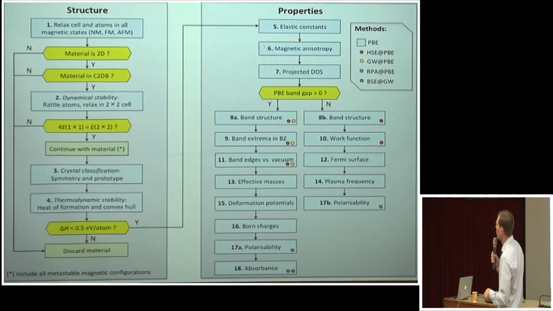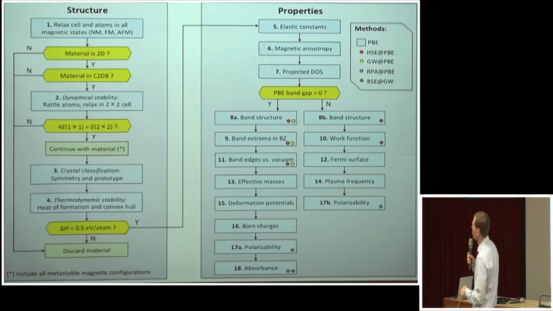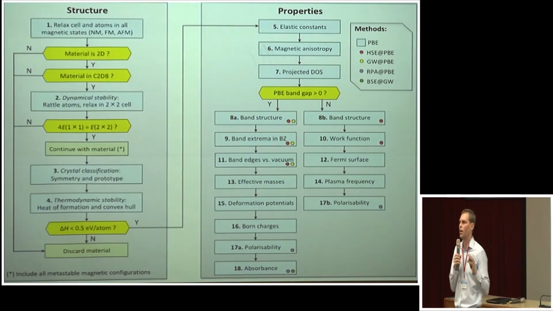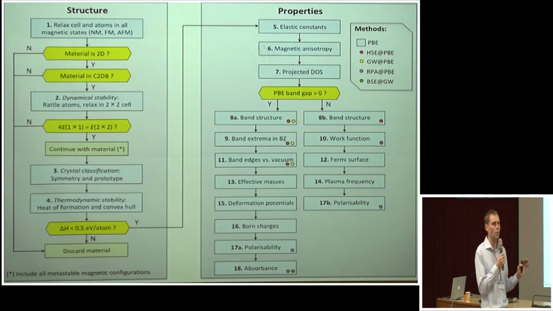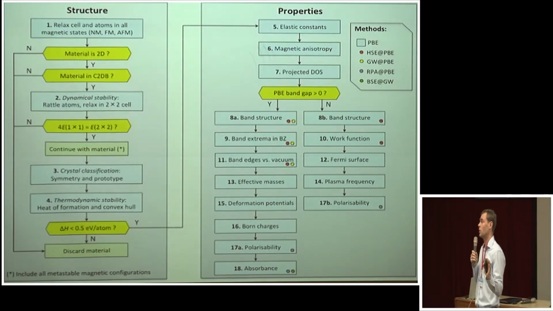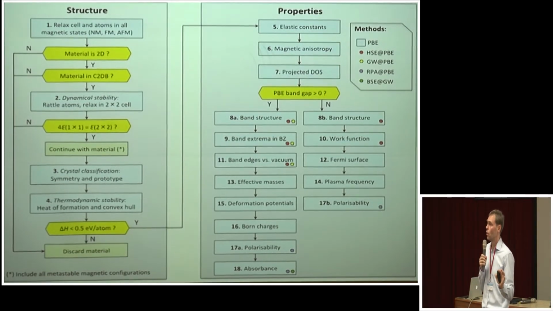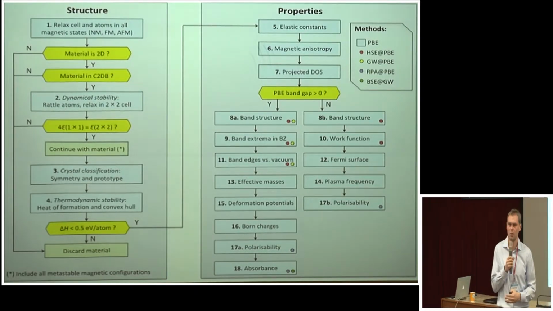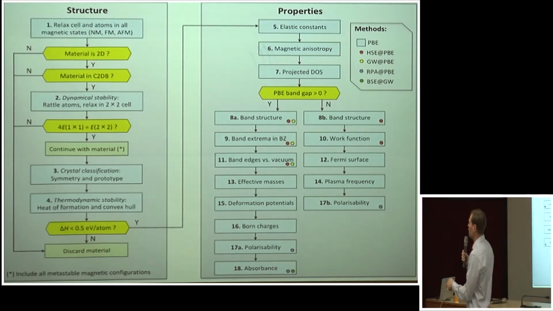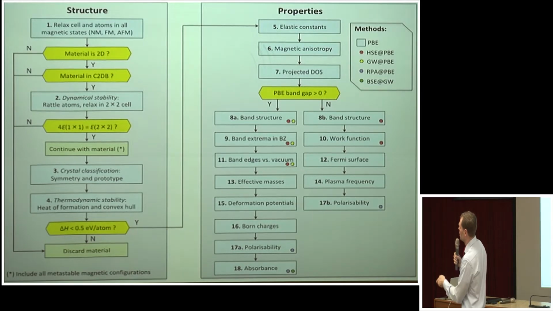So here's the workflow. It's a bit complicated, so I'm not going to go through all the details, but basically over here, we relax the structure and calculate thermodynamic properties, so that's the basic characterization. One thing that we test for is dynamical stability: is this structure metastable, or is it going to perform local distortions if you allow it to break symmetries or enlarge the supercell? If that's the case, we discard the material. We don't want to study it anymore. But if it's dynamically stable, so if it represents a metastable structure, then we continue and calculate all the properties as shown over here.